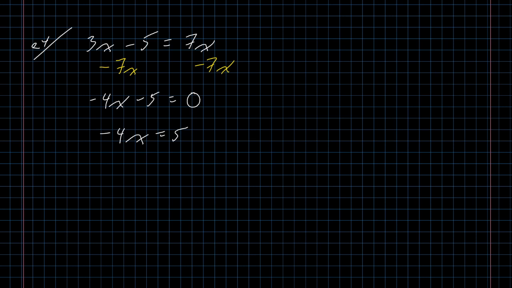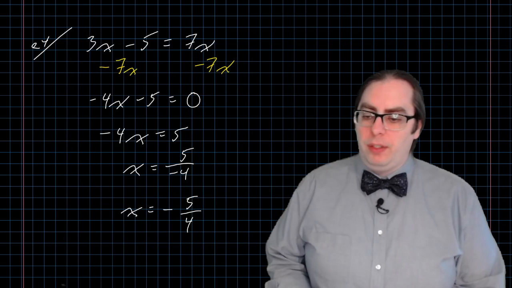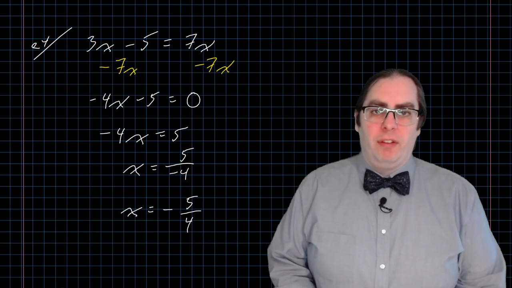Right, but the next step is to add 5 to both sides of the equation to get the term with x by itself, and then divide by the coefficient, which in this case is negative 4. So 5 divided by negative 4, which we will more typically write as negative 5/4. All right, that's all I've got for this one.